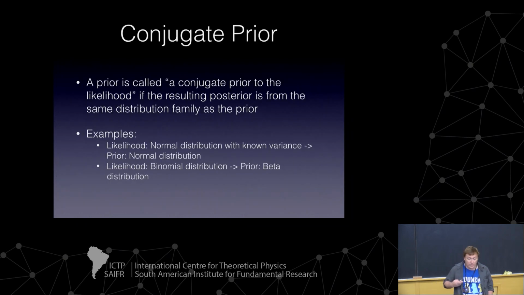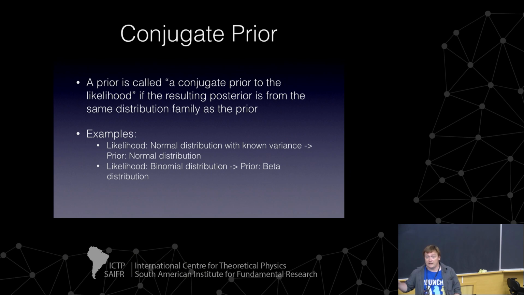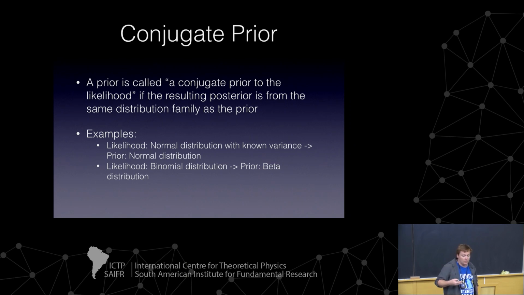I want to introduce one important thing, which is called the conjugate prior. So a prior is called a conjugate prior to the likelihood if the resulting posterior that you get is taken from the same distribution family as the prior itself. And there are already examples. For example, if your likelihood is a multivariate normal or just a univariate normal, it works with both, with a known variance and only the mean is the parameter in question, then the conjugate prior to that would also be a normal distribution. And what we are going to look at now is where the likelihood is a binomial distribution and the prior in this case is a beta distribution.